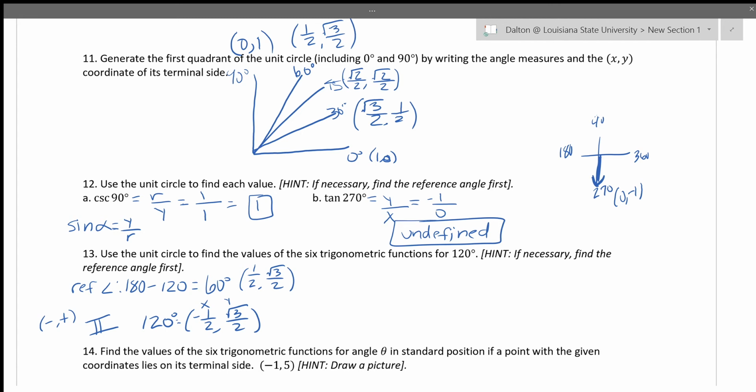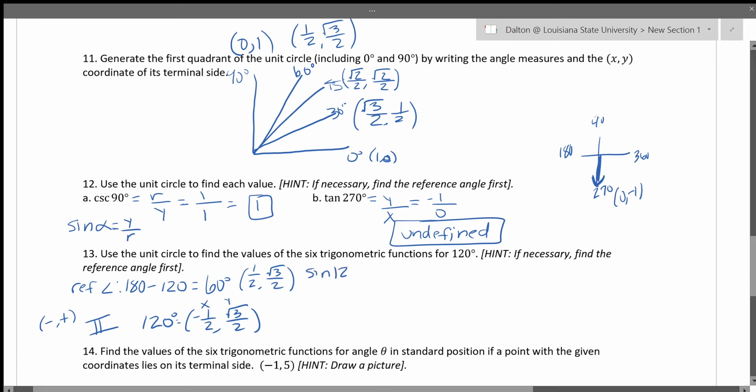So the sine of 120 is equal to the y value, which is just the square root of 3 over 2. The cosine of 120 is the x value. Again, it's technically y over r and x over r, but since we're in the unit circle, we know that r is equal to 1. So the x value is just -1/2. And then lastly, the tangent of 120, slope is y over x. So we're going to have the square root of 3 over 2 over -1 over 2.